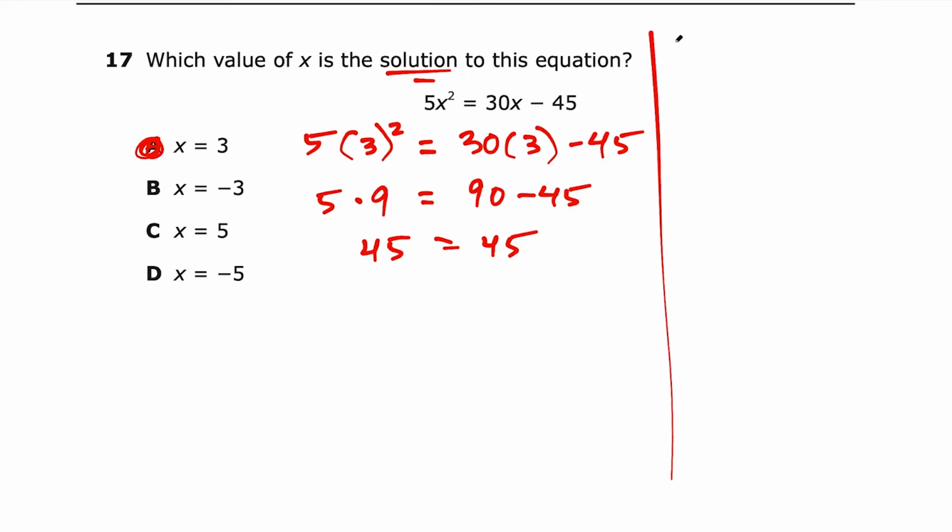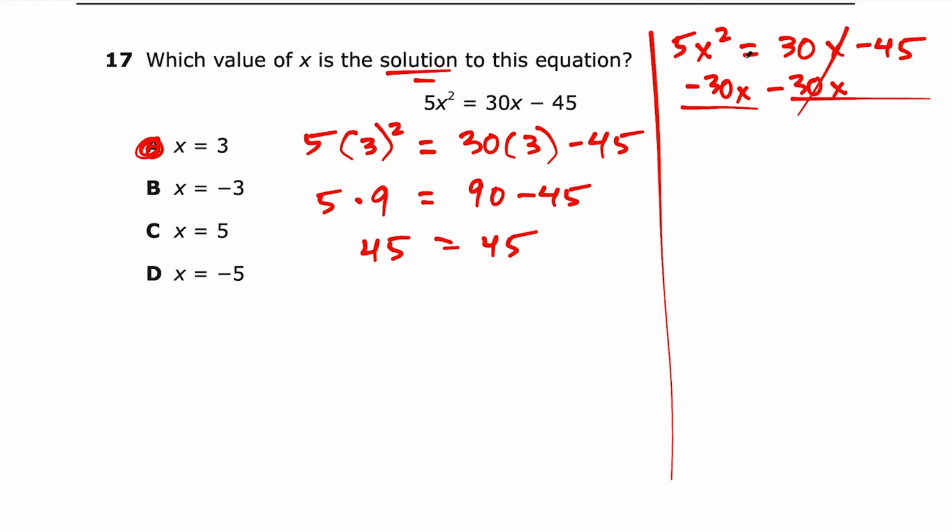Well, what I would do is start with 5x squared equals 30x minus 45. I would move everything to the left side because when you're solving a quadratic equation, you need the right side to be equal to 0, or at least you need one of the sides to be equal to 0. So you move everything to one side.